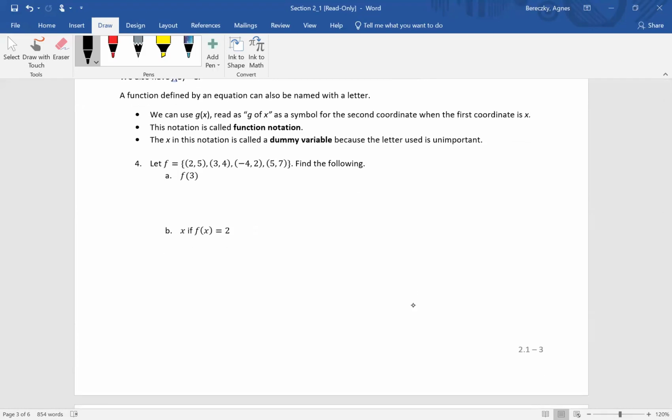Let's check what f of 3 represents in this specific relation. 3 is our input, and when 3 was our input, the output is 4. f of x equals 2. We will find x. We know that 2 is our output, so we're looking for the second coordinate. So this is going to be 2. Then our first coordinate, or our input, is -4.